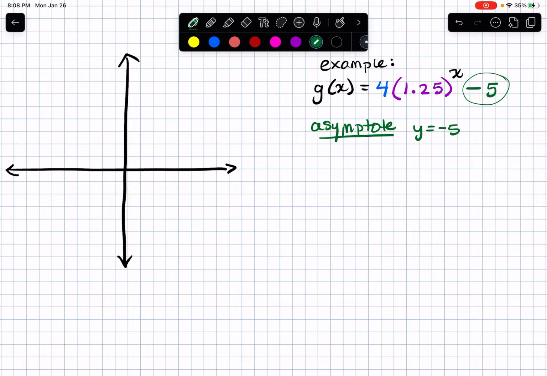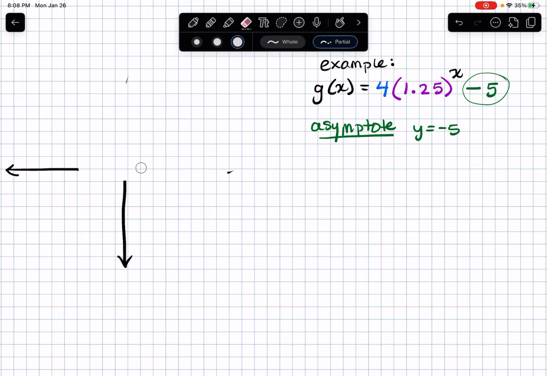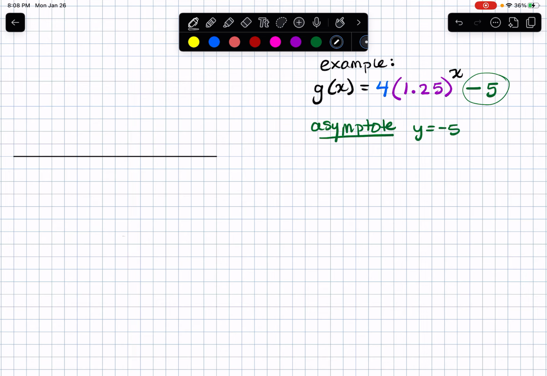So I'm realizing these are not exactly where they should be. Let me redo this so they're on grid lines. There we go. So I have an asymptote at y equals negative 5. What that means is if I go down to negative 5, I'm going to mark my asymptote by putting a dashed line like this. And I'm going to label this y equals -5.